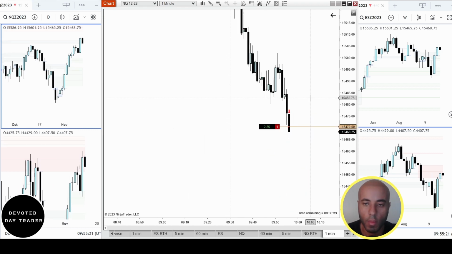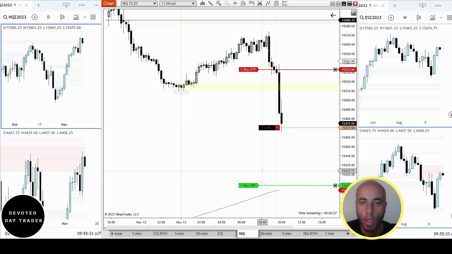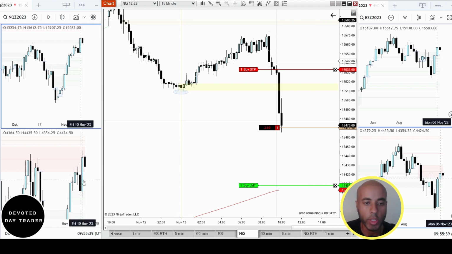Order submitted. I just went short on NQ. This is a live trade. I went short for various reasons. I'll start with the daily chart. I like that both NQ and ES tested 50% of Friday's tail.